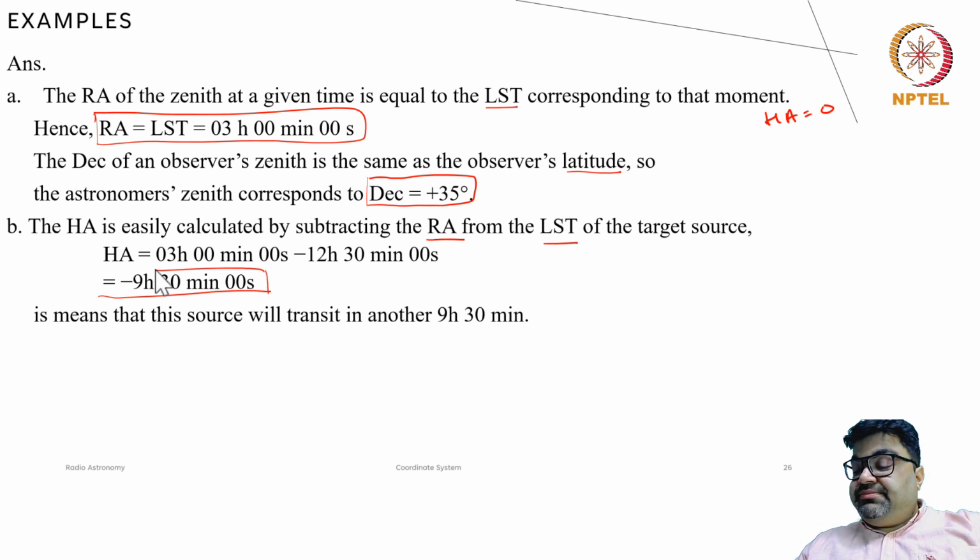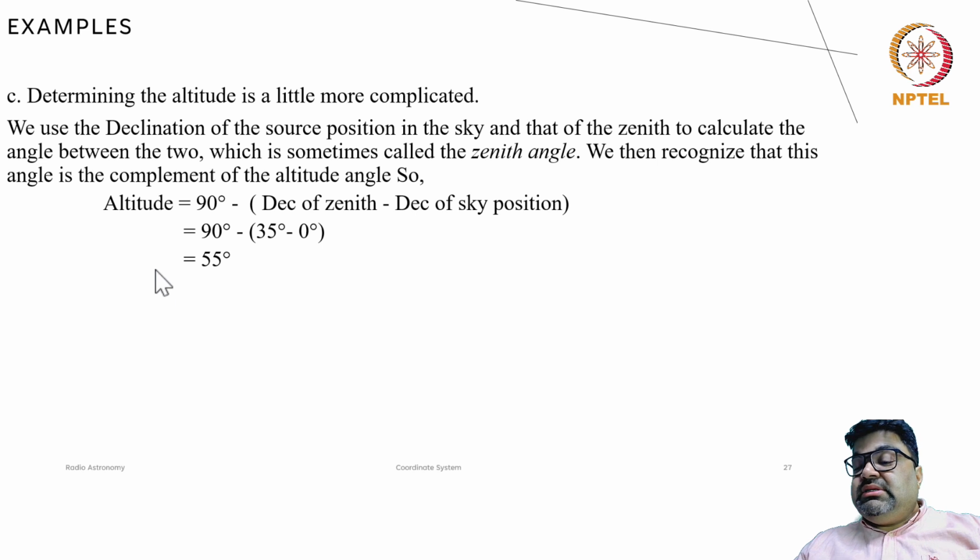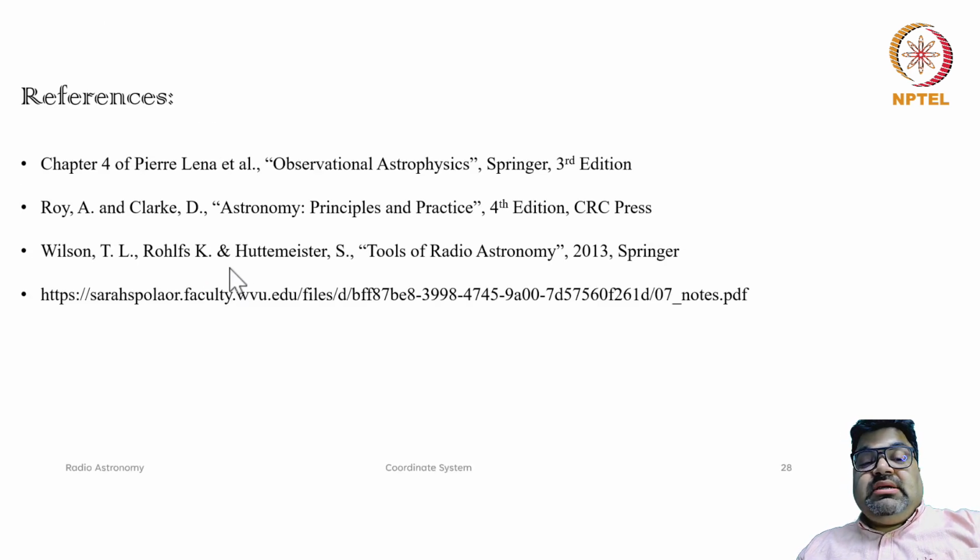At a given time, for the altitude, you can put in the value. The declination of the zenith is known, and the declination of the sky position is also known. So the altitude is 55 degrees.